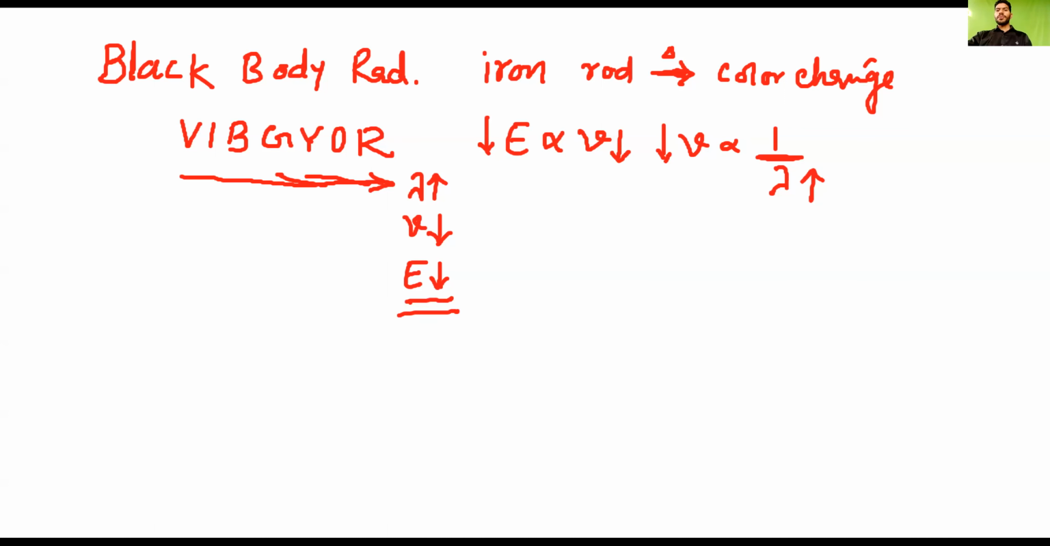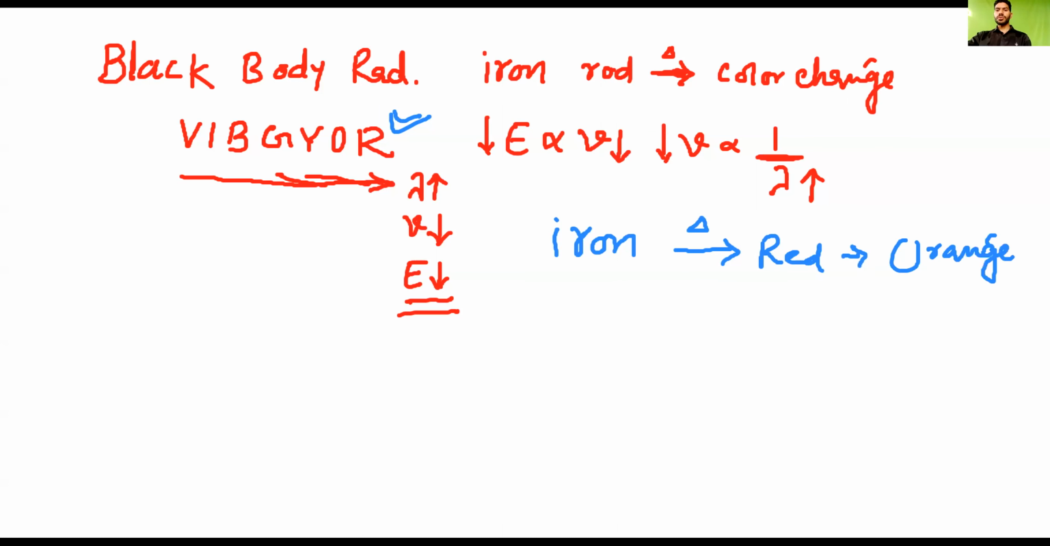Now when you heat this iron rod, it firstly becomes red. Why? Because first you are giving minimum energy, and the minimum energy is possessed by red. Now, if you increase the heat energy, giving more and more energy, then its color will change. It can become orange, because orange has very high energy as compared to the red. So that is why it first becomes red, and then it becomes orange.